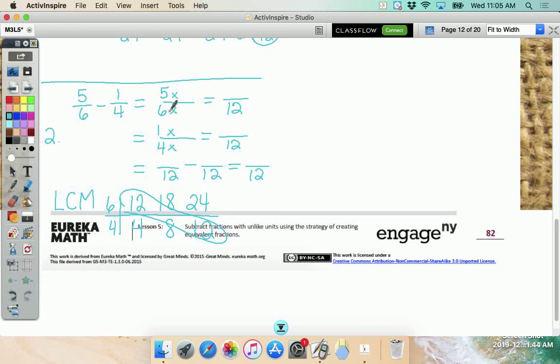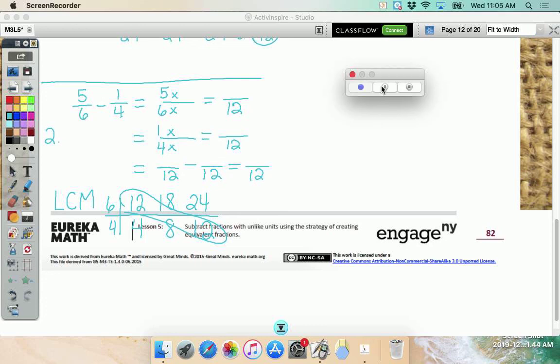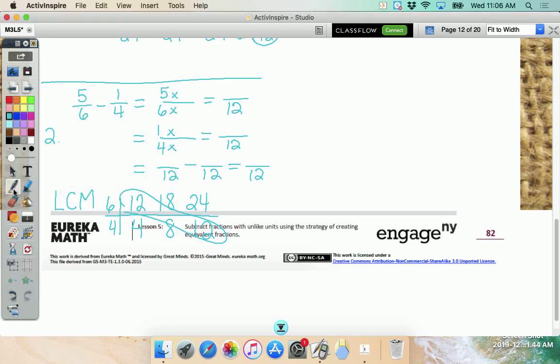And this is the mistake kids make. So put your pencil down when you're ready. So this is what I want you to do. If I take 6 times 4, that's 24. So that won't work. So I have to do 6 times something equals 12. 6 times 2 equals 12, right?